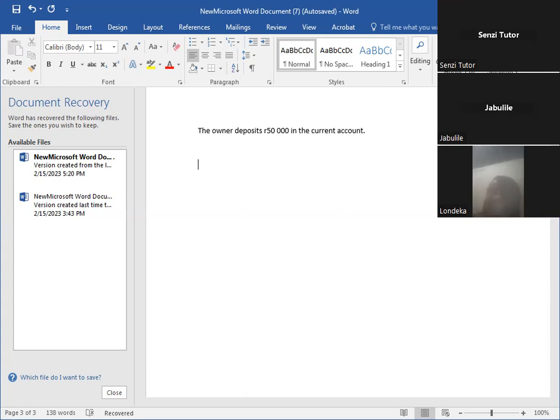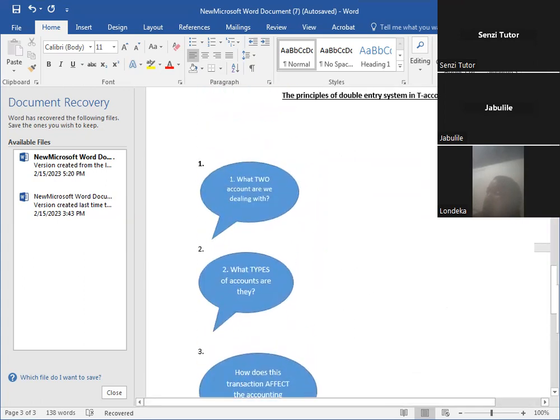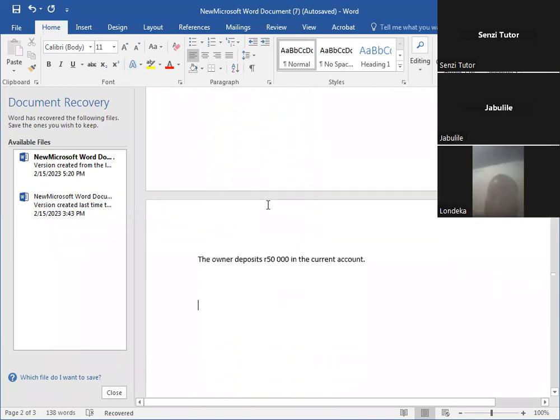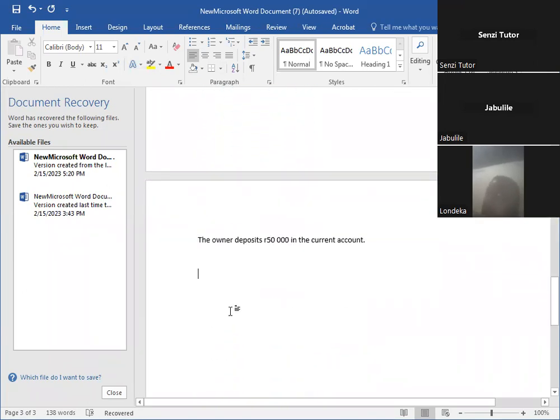Now, we ask ourselves the first question. The first question says: what 2 accounts are we dealing with in this transaction? The first transaction says the owner deposited 50,000 in the current account. Then let's identify the 2 types of accounts that must be affected in this transaction. What are they?